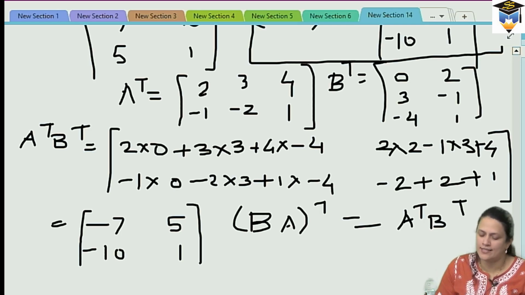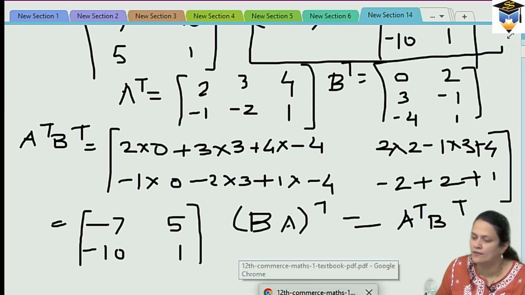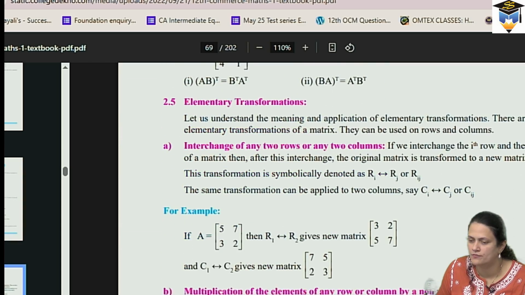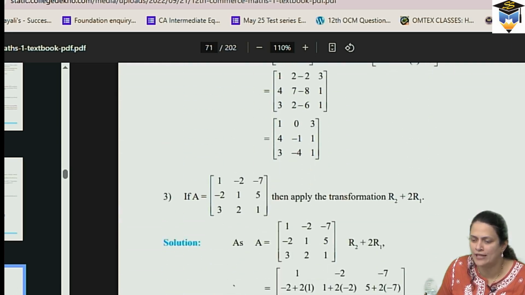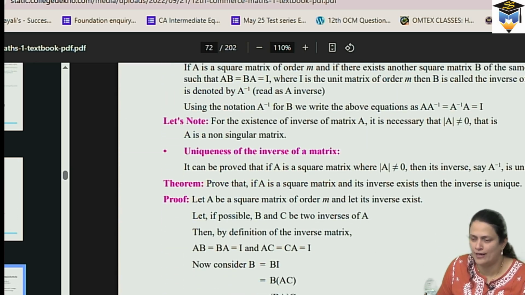We have already discussed the elementary transformations. Now, I want you to write down. Okay. All right, wait. Now from the textbook, as you can see, this we have already done. I was teaching you what is the inverse of a matrix. And what is the uniqueness of the inverse of a matrix? Just a minute.